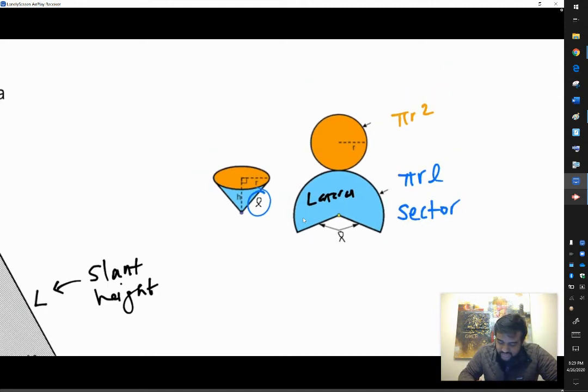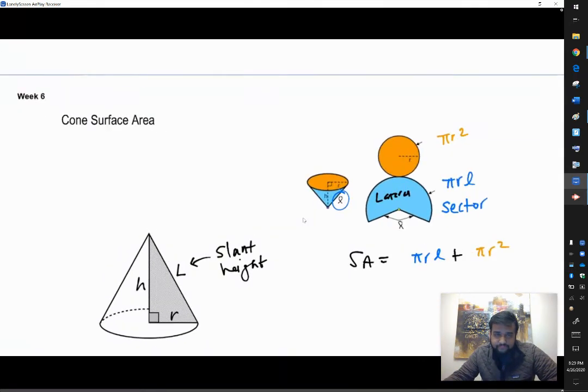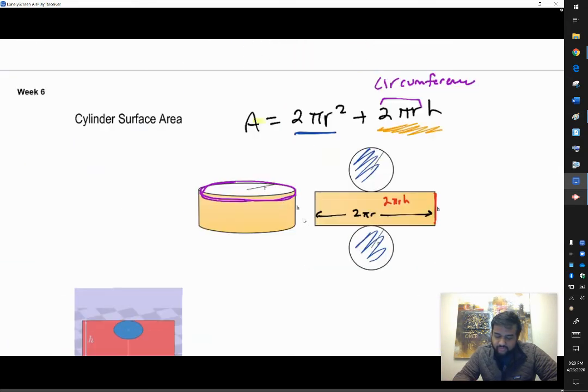So the total surface area, remember, surface area is the lateral plus the base, would be pi r L plus pi r squared, where this part of the formula comes from the lateral part, the slanted part of the cone, and this part comes from the circle. So there's the critical formula there. Earlier we had this critical formula.